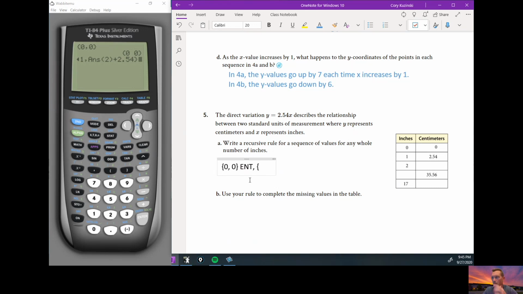And then answer 1, these are kind of tough to write out. We're going to add 1 to that each time. And answer 2, we're going to add 2.54 to that each time. And then hit enter, enter, enter as many times as we want.